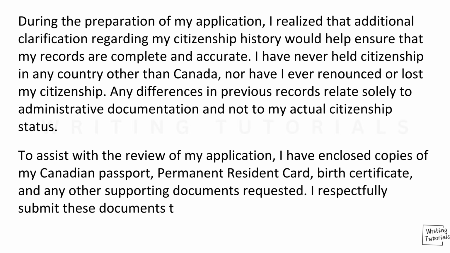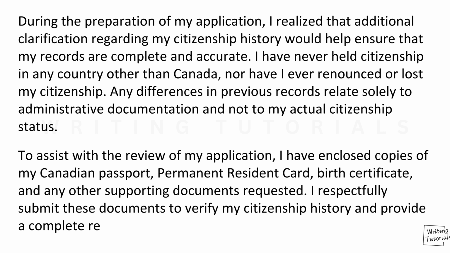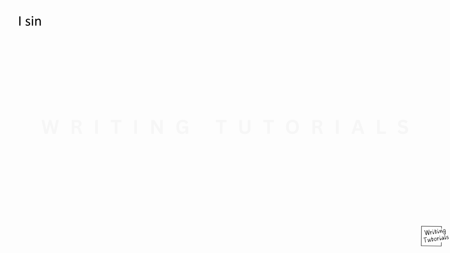Whenever possible, support your explanation with relevant documentation. Depending on your circumstances, this may include your passport, birth certificate, permanent resident card, citizenship certificate, court documents, or other official records. Mentioning these attachments tells the immigration officer exactly what evidence accompanies your explanation and helps make the review process more efficient. Now let's move to the closing paragraph.